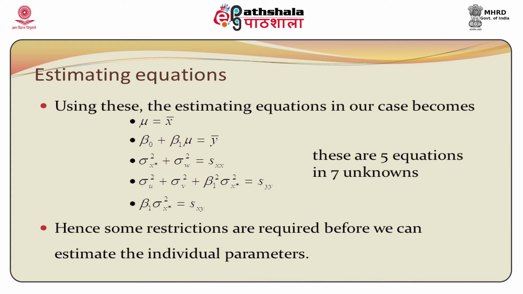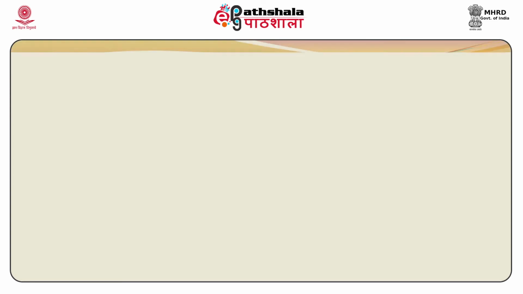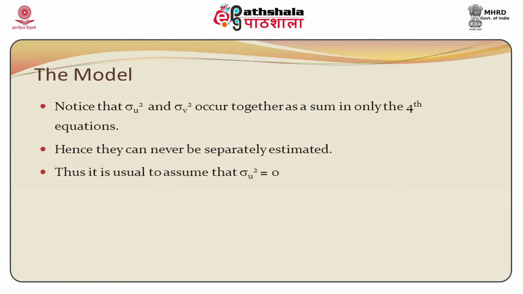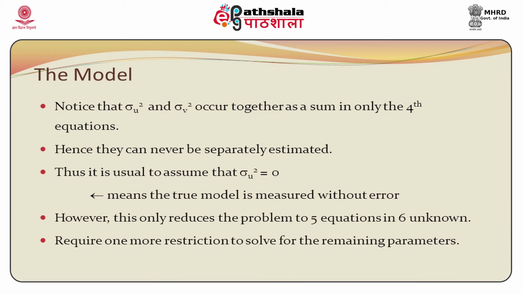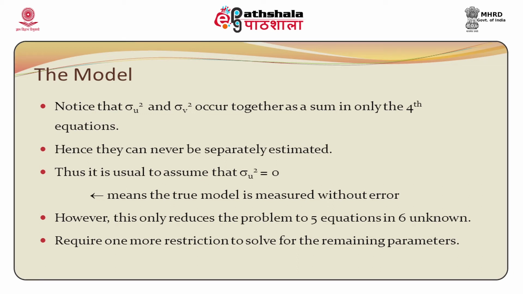Now, before we look at the type of restrictions that we would need to put in, notice the fourth equation here. You will find that in the fourth equation, we have sigma u square plus sigma v square, and these two terms do not come in anywhere else. So, we cannot eliminate one and estimate the other. Suppose we know SYY, beta 1 and sigma x star square. Then SYY minus beta 1 hat square sigma x star square will give us sigma u square plus sigma v square, and we will be unable to separate these two. So, we cannot estimate these two separately.